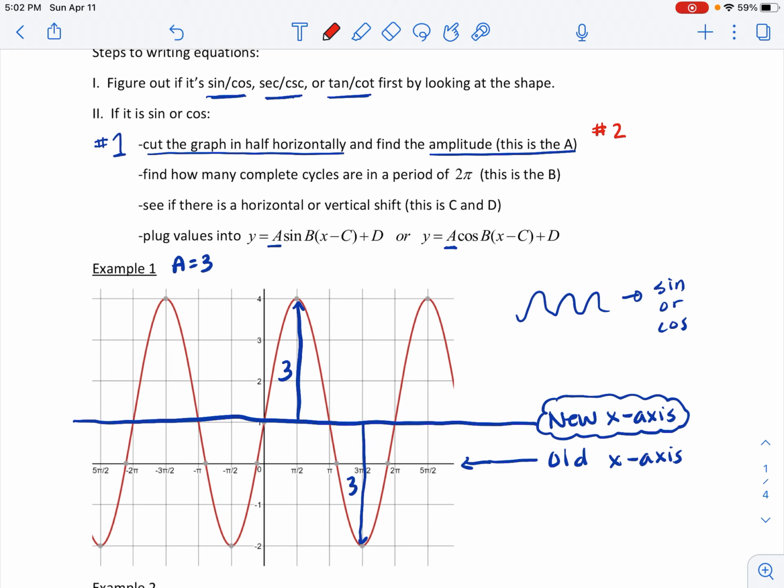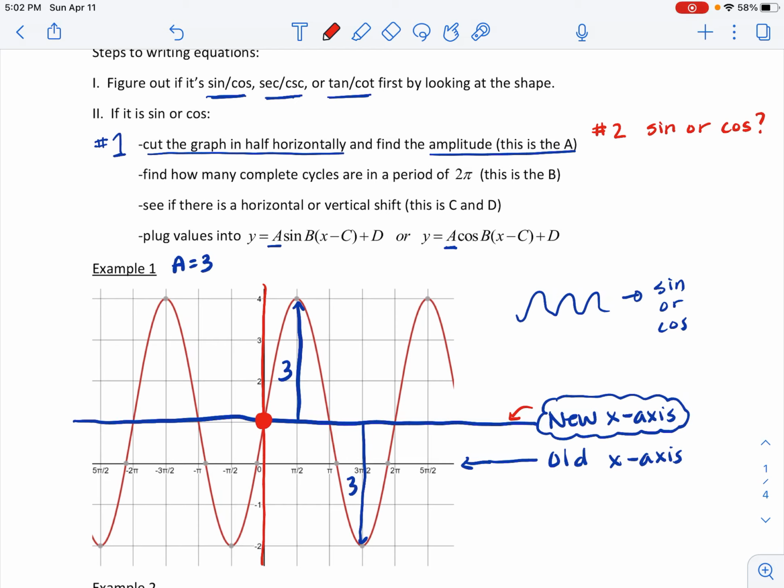Step number 2 is to determine if it's a sine or a cosine graph. So here's where I'm going to have to make my choice. If I look at this graph, this is my new x-axis, this guy right here. This is still my y-axis, that's still the same. And you guys, look where this point is. This is kind of like my new origin, where the new x-axis and the y-axis meet.